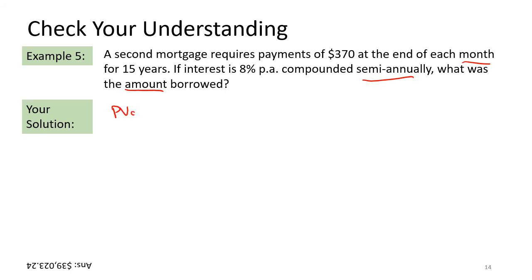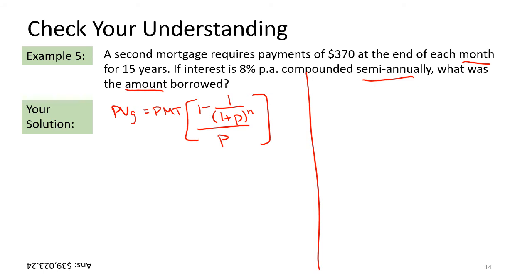So we start with our formula. Our present value is equal to our payment times 1 minus 1 divided by 1 plus P, remember our equivalent interest rate, the exponent N, divided by P. So again, I start on the right-hand side. We know our payment in the question is $370. We know our nominal interest rate, J, is 8%, which is 8 divided by 100, removing the percentage sign, or 0.08. M, the number of compounding periods, well, it's compounded semi-annually, so M is 2.